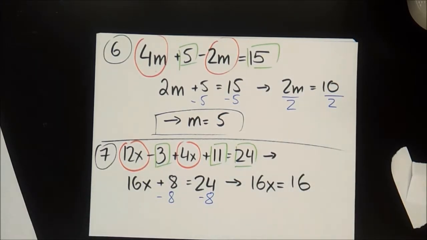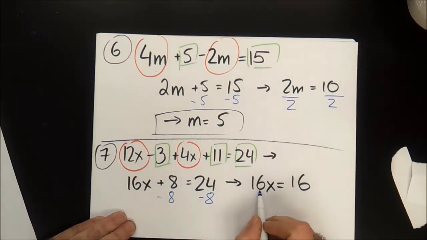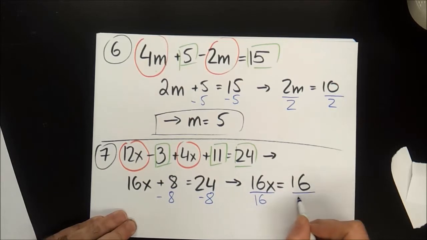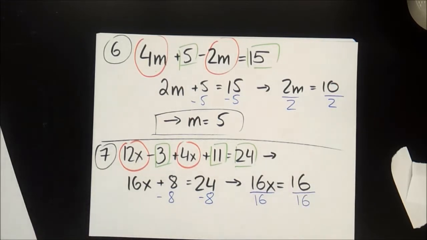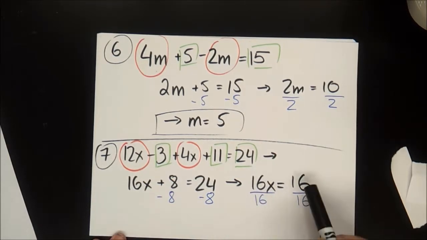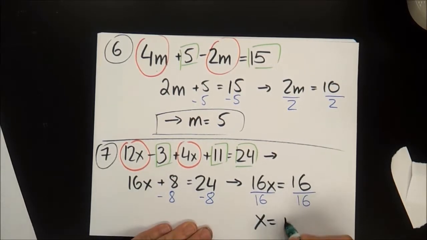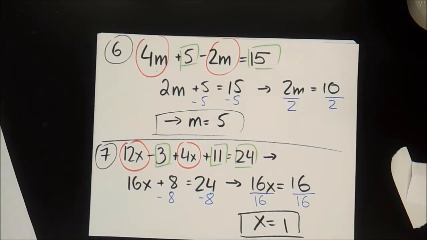It's going to be a nice ending here. How to get rid of a 16 times? The opposite is divide by 16, the opposite of multiplication. And look at that, both of them cancel out. 16 divided by 16 is 1, that simplifies to 1. So x is 1. And that's it, that's number 7.